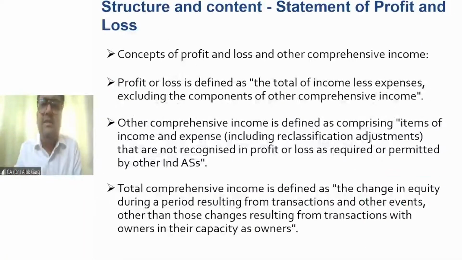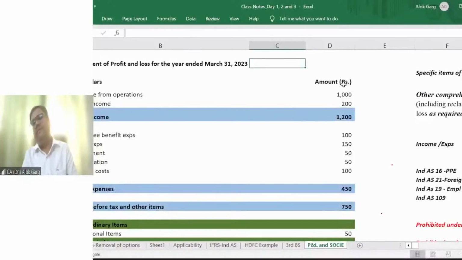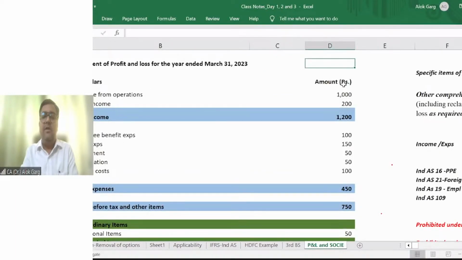So let's discuss the statement of profit and loss. And friends, I'll explain this concept with the help of this Excel file. The entire statement of profit and loss. Friends, this Indian Accounting Standard 1 is a very fundamental standard. It's a very conceptual standard. And more than exam, this standard will help you more in real life, right? So let's discuss statement of profit and loss.